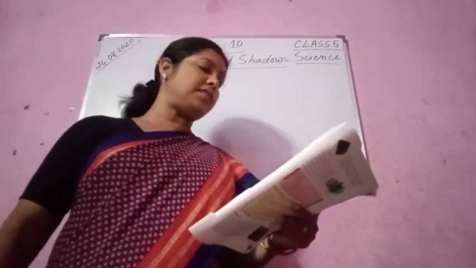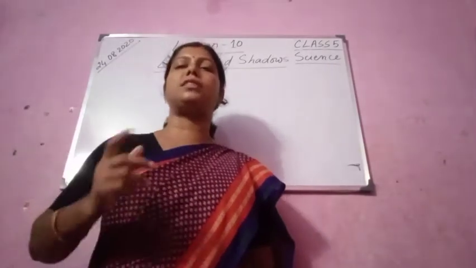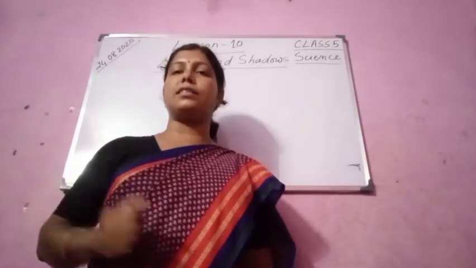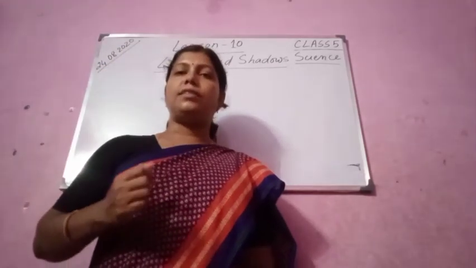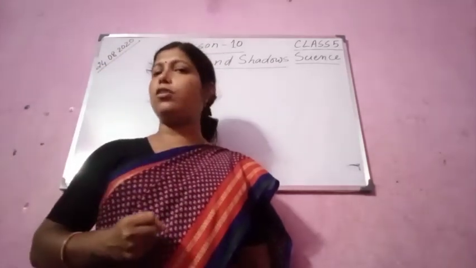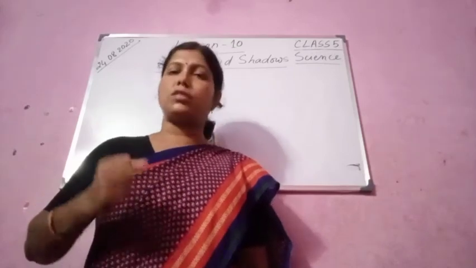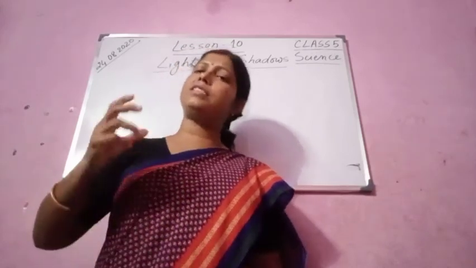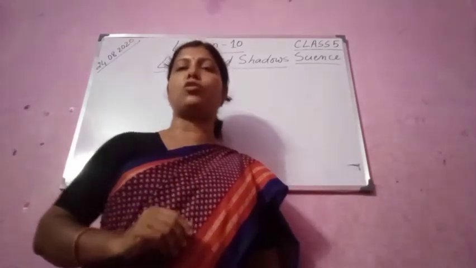Sun and stars are natural sources of light. What are the natural sources? Sun and stars. You see, sun is the natural source of light. Does it take light from something? No. It has its own light. So sun is the natural source of light and stars also. So they also have natural source of light.